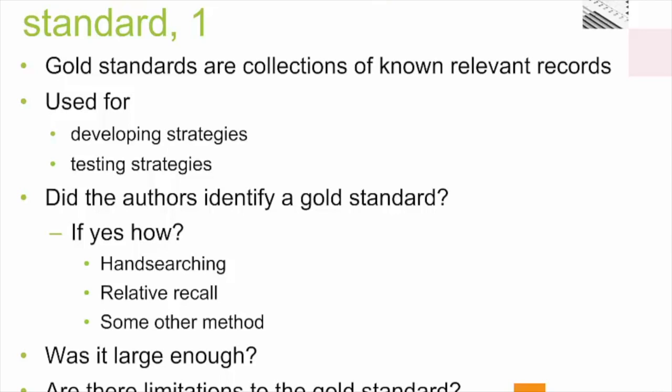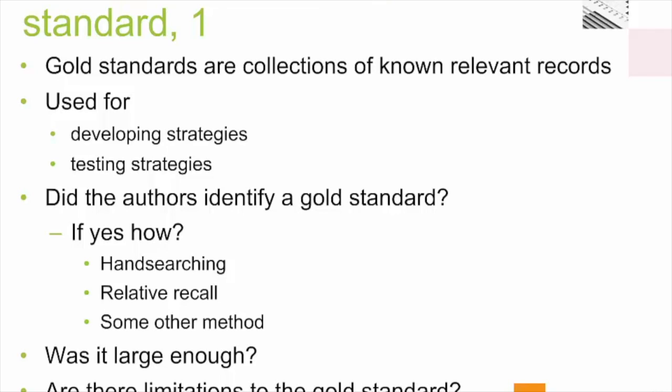So gold standards, or quasi-gold standards, or reference sets, are collections of known relevant records. They might be a set of randomized controlled trials, or a set of systematic reviews, or a set of questionnaires, or some other study design. Or if your search filter topic is some other thing, it might be a set of records about children with asthma, or a set of records that are about renal cancer.